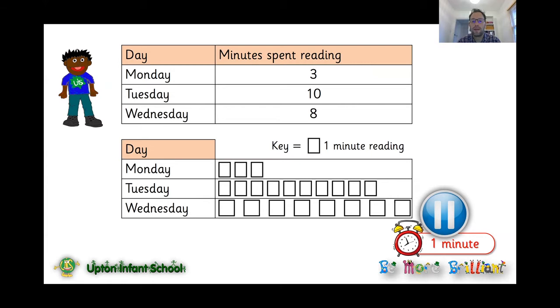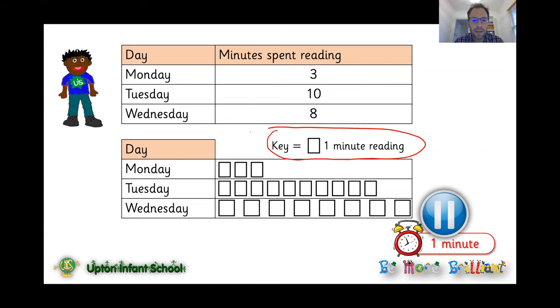I like the idea that he's done a key. Can you see this bit here? The key. So he has used for his pictogram little rectangle shapes, and every time he does a rectangle shape, that means 1 minute's reading. So that's nice and clear. That's a good thing, Sonny. And then I can see for Monday, yep, he's done 3 rectangles to show 3 minutes reading.